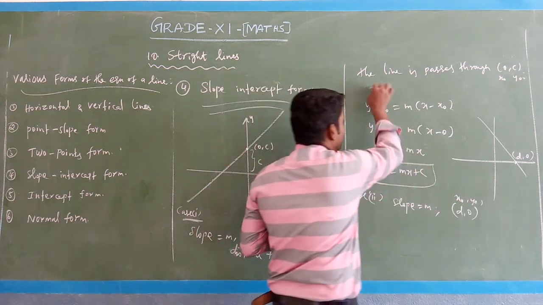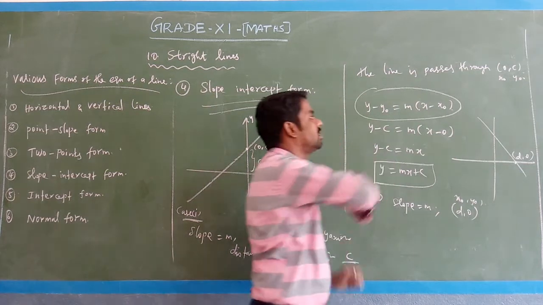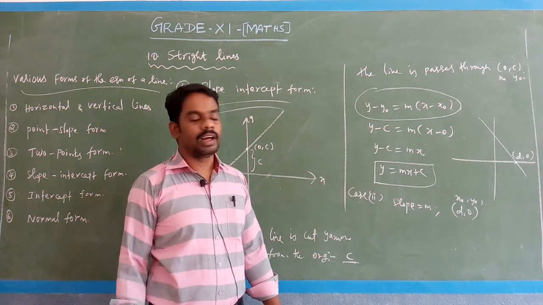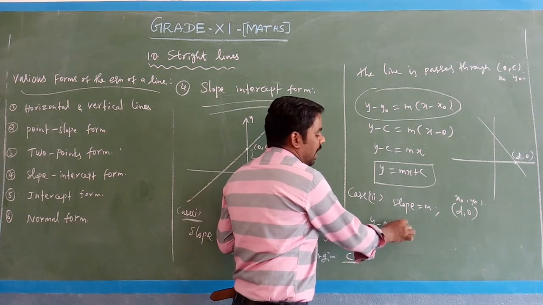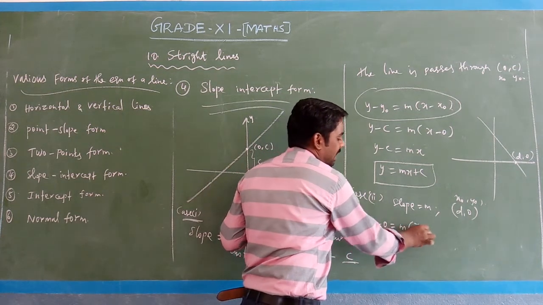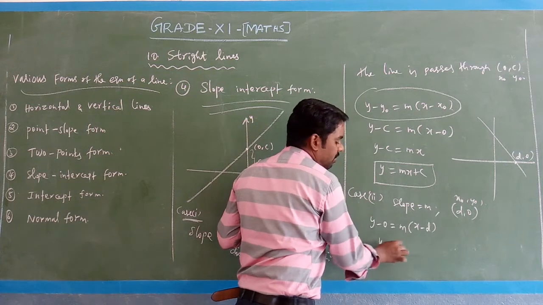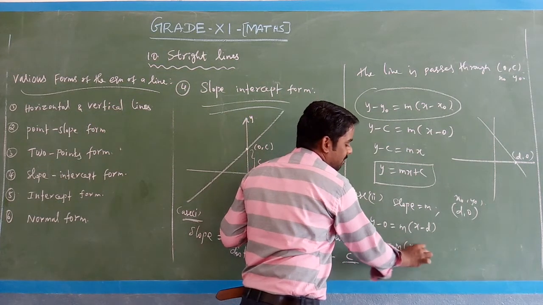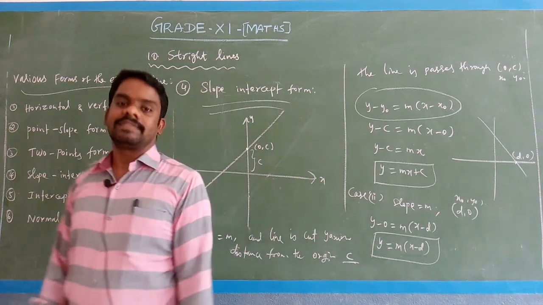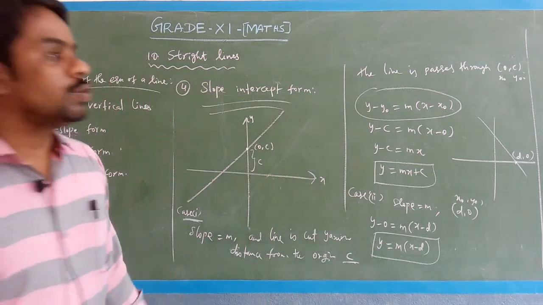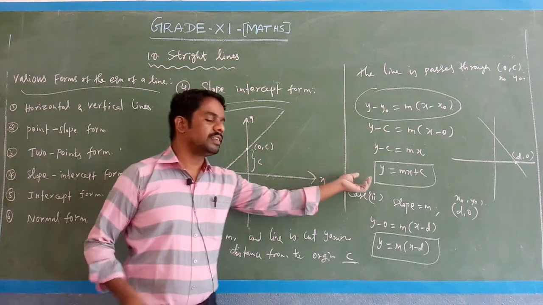Use the same formula, y minus y naught equals m into x minus x naught. Substitute the values: y minus y naught is y minus 0, and x minus x naught is x minus d. Therefore the equation of the line is y equals m into x minus d. This is the case when the line cuts the x-axis, the intercept on the x-axis. So two formulas here.